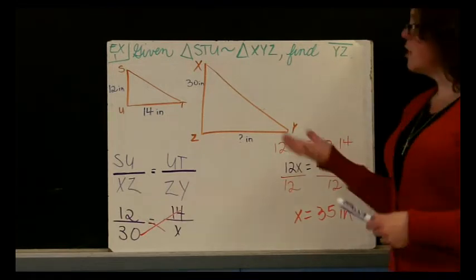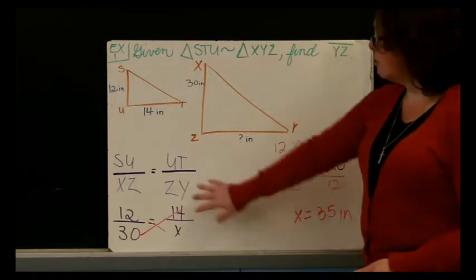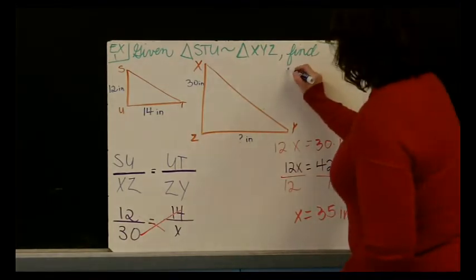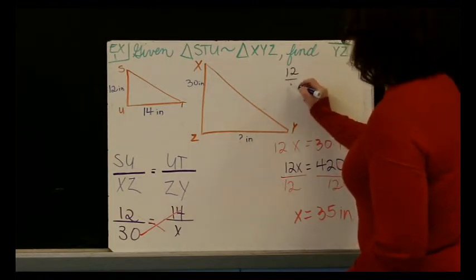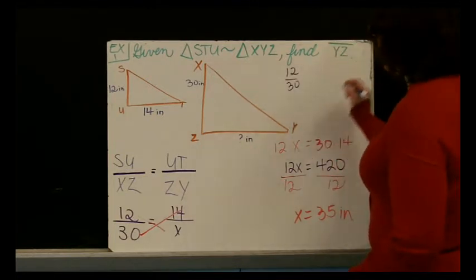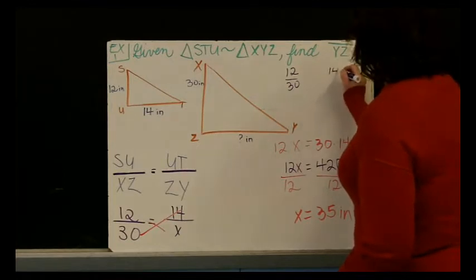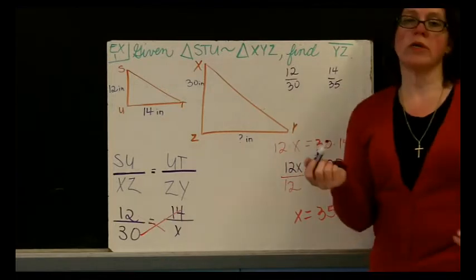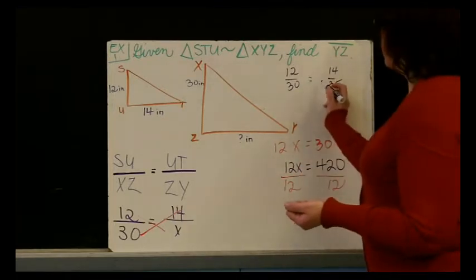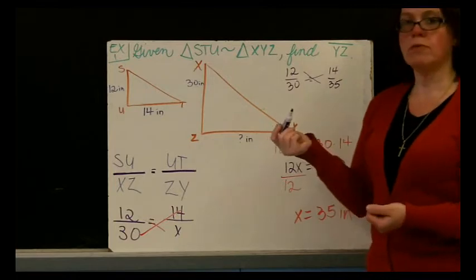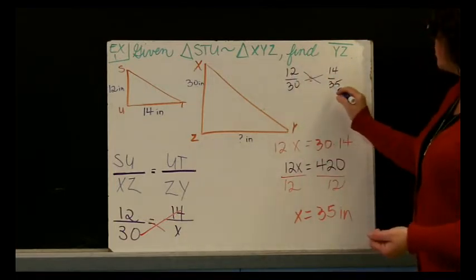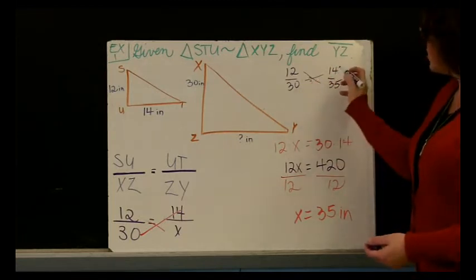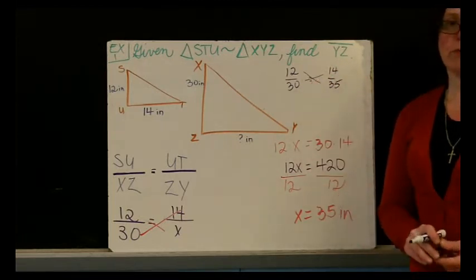If you wanted to check your answer, we could go back to our proportion and this time fill in all the numbers that we have. So 12 and 30, and then 14 and 35. There are a couple of ways that we can do this. We can cross-multiply, and when we multiply 12 times 35, you would find that you get 420. That would be equal to 30 times 14, which is 420.